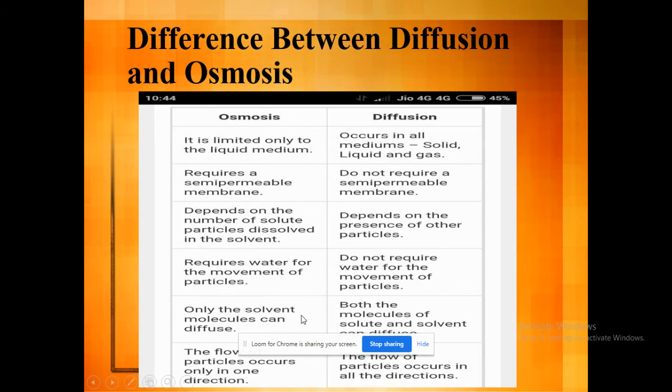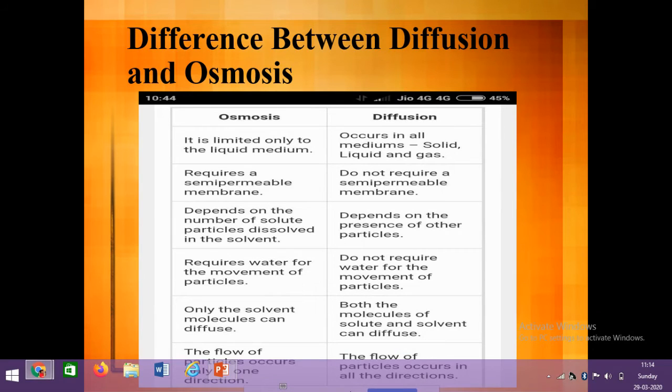Only the solvent molecules can move. Both the molecules of solute and solvent can diffuse. The flow of particles occurs only in one direction. They can move from high to low concentration across a semi-permeable membrane. That is only one direction. But here, the flow of the particles, as I told, given the example of the perfume, it can spread in all the directions, right? This is diffusion.